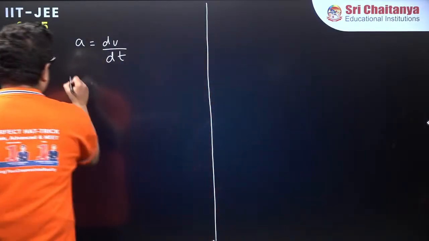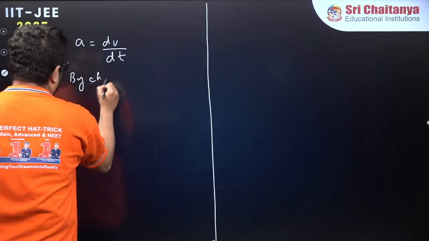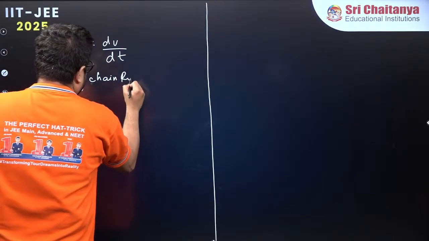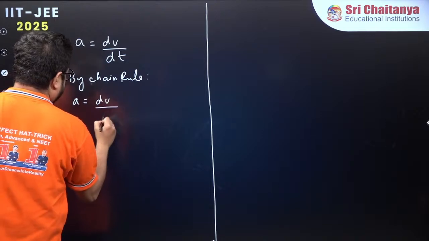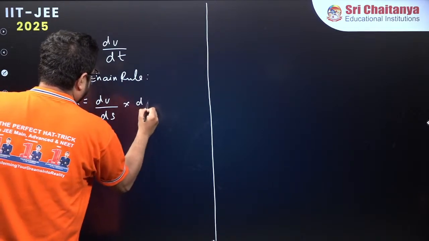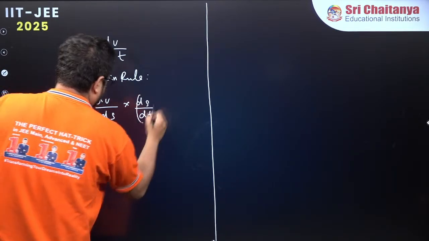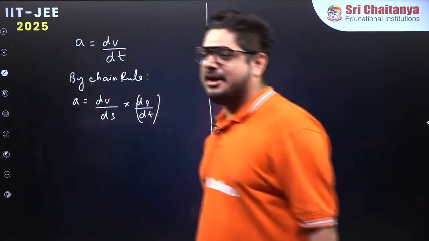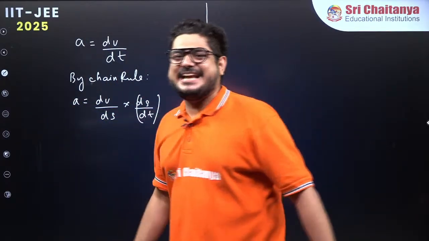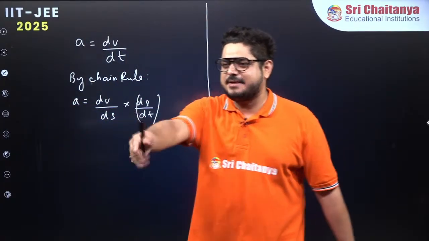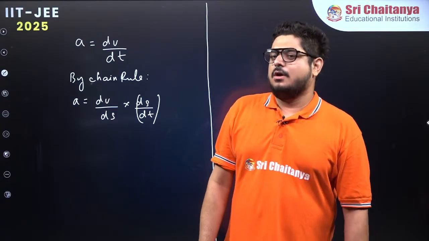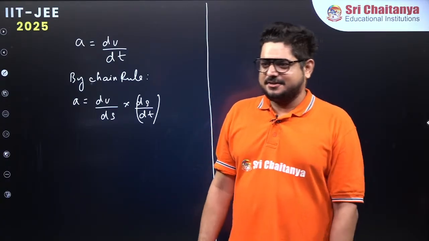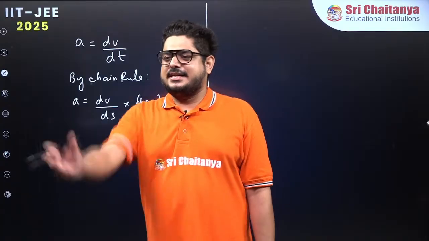So I can write down by chain rule. There comes the application of chain rule. a is equal to dv by ds into ds by dt. So what is ds by dt over there? Write down the answer over there in the chat, everyone. What is ds by dt? Write it down over there in the chat box.